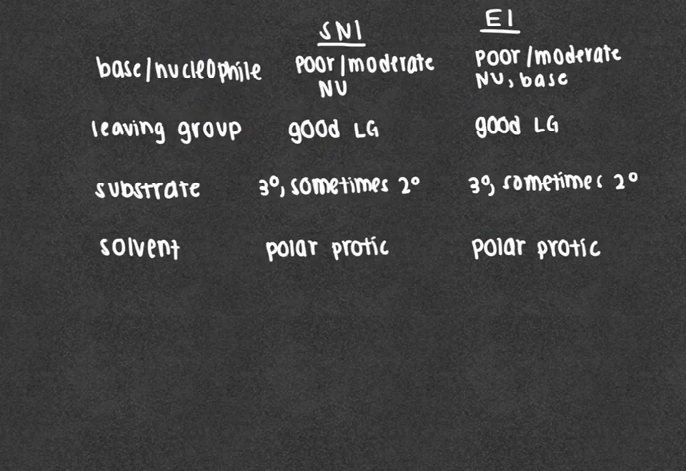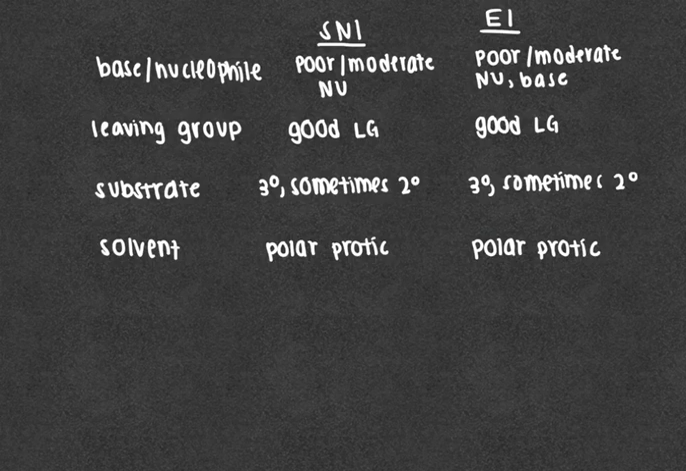Now let's look at the similarities and differences between the SN1 and E1 reactions. Both the SN1 and E1 reactions require a poor or moderate nucleophile, but a base can also be used for the E1 reaction. Both reactions require a good leaving group. For this reaction, the better leaving group is the halogen farther down on the table. For example, iodine is better than fluorine.